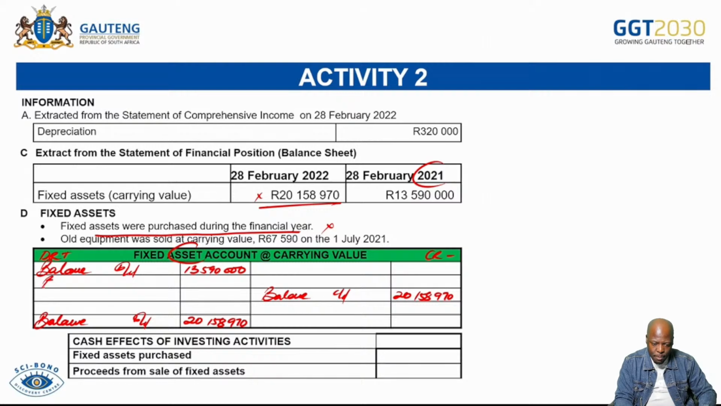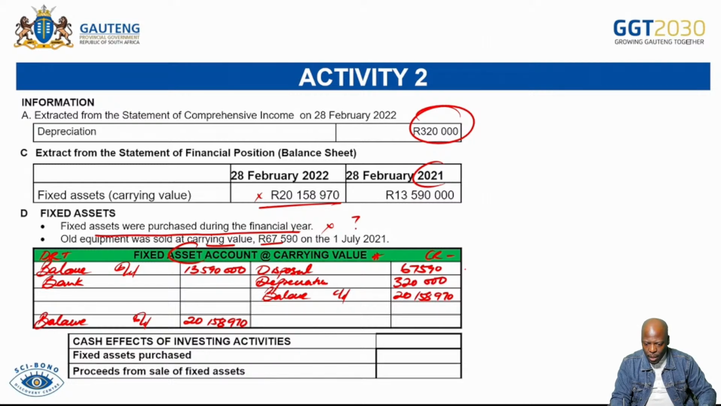And then I'm told fixed assets were purchased during the year. That means I have my bank here. They never gave me the figure. But they said old equipment was sold at carrying value. That means here I have my disposal, because old equipment was sold at carrying value. So I'm going to bring my 67,590. And then it's easy now. I can bring my depreciation because it is at carrying value here.